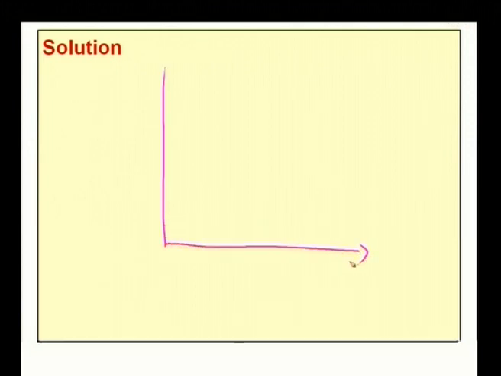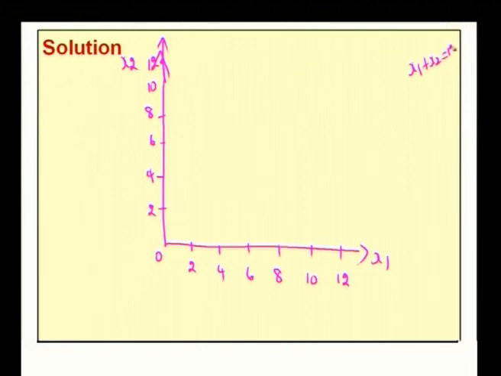Consider a graph. This is x1 axis and this is x2 axis. I will consider the scale as 1 unit as 2 centimeter. Therefore, we have 2, 4, 6, 8, 10, 12, and in x2 coordinates I will take the same scale. So, 2, 4, 6, 8, 10, and this point is 12. So, the first curve x1 plus x2 equal to 12 is obtained by joining the coordinates 12, 0 and 0, 12. So, we will join these two points by a straight line. So, this curve is x1 plus x2 equal to 12.